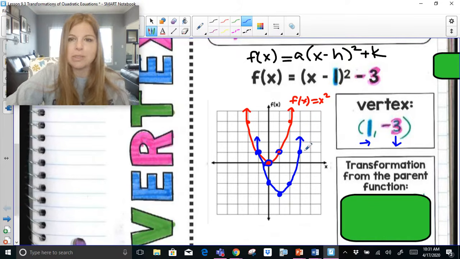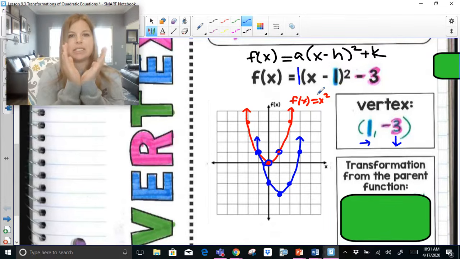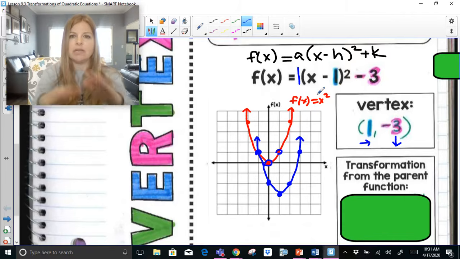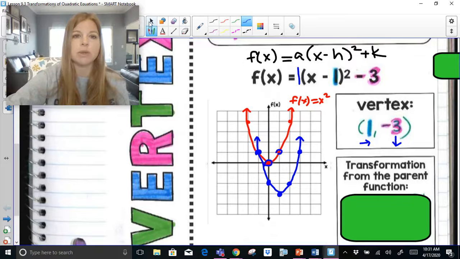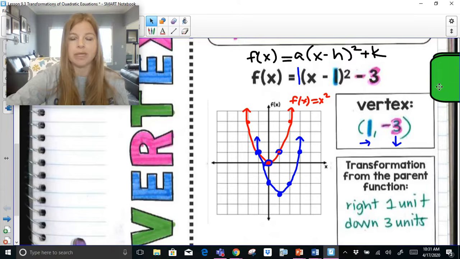Now, the reason why that went so smoothly too is my a value here, guys, was 1. And when you have an a value of 1, the shape doesn't change. It's going to get skinnier if my a value was 2. It's not going to get wider if my a value was, let's say, a half. And it's not reflected vertically like this because my a value is not negative. So I would say my transformation from the parent function to go from the red graph to the blue graph is that I went right 1 unit and then down 3 units. And my vertex actually tells me that transformation.